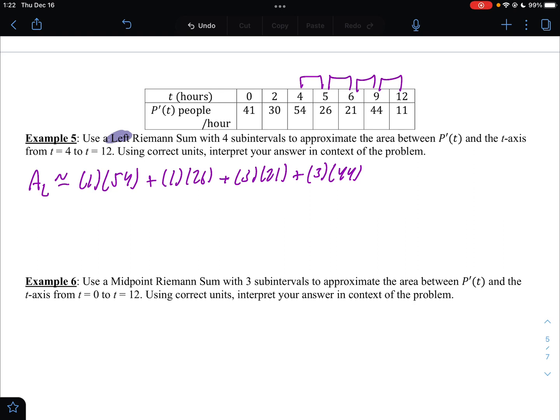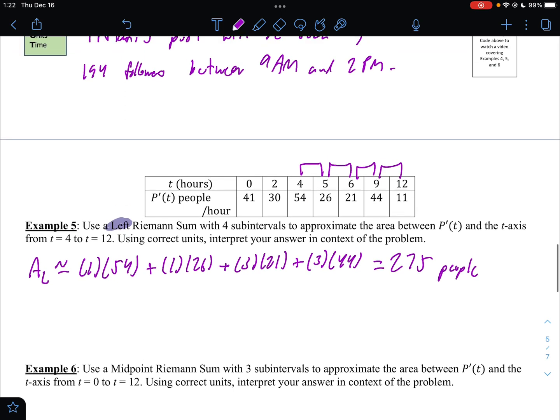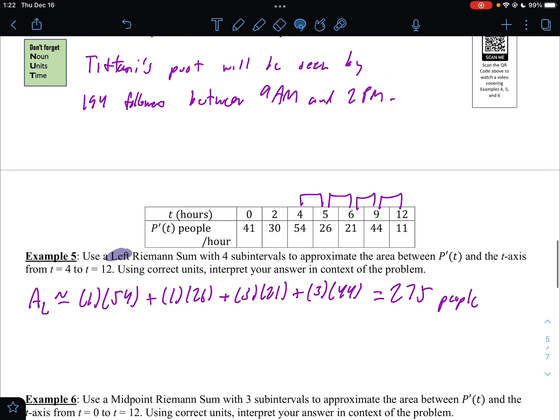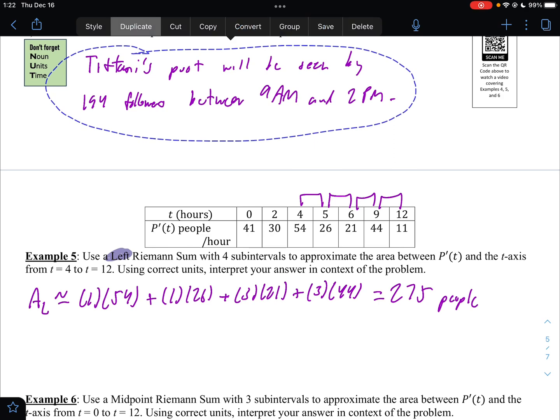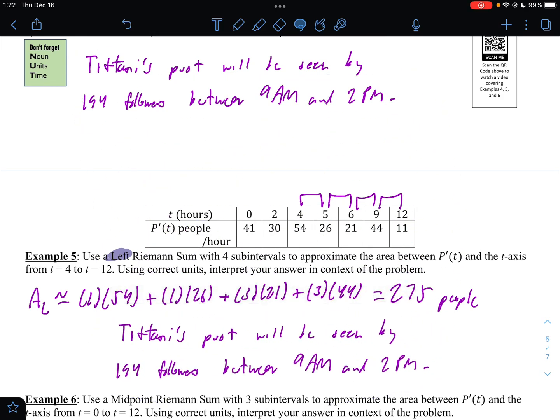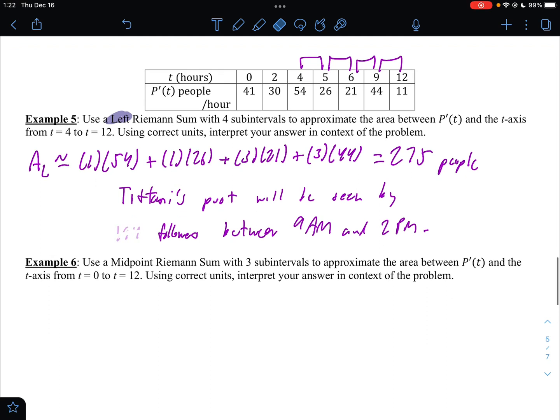Okay, add all those together and we should get 275 people. And we're again asked to interpret this. So I'm just going to do a little copy and paste here. Tiffany's post will be seen by 275 followers between the hours of 1 p.m., which is 4 hours after 9, and 9 p.m., which is 12 hours after 9 a.m.